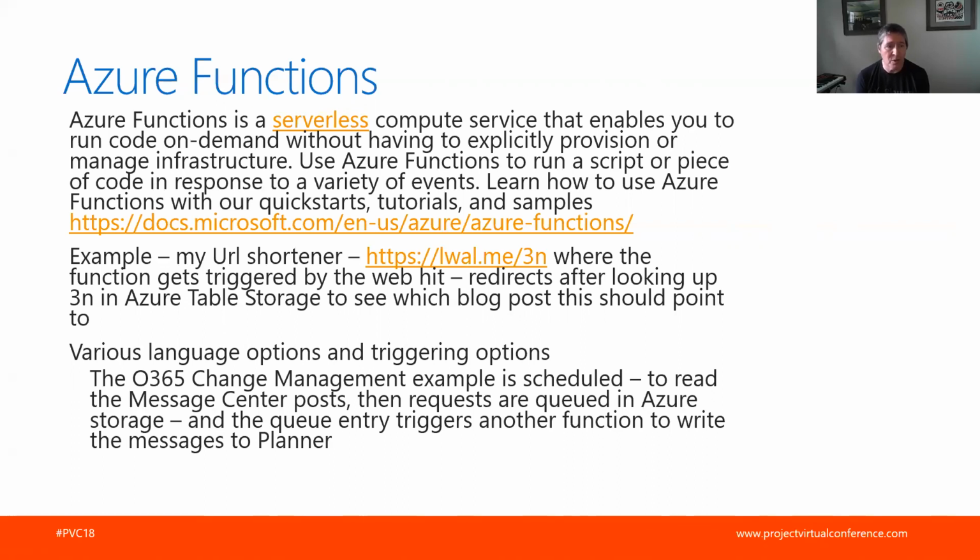I also use functions for my URL shortener. If you've followed my blogs or follow me on Twitter, I'll often use lwl.me/ and then a number. And that's actually using an Azure function. So that goes off, hits Azure, passes in the number, and then works out, okay, if somebody wants to look at that, then I need to get the URL. It looks in an Azure table storage, gets the URL for the blog post, and then redirects to that. So there are some interesting uses for functions.